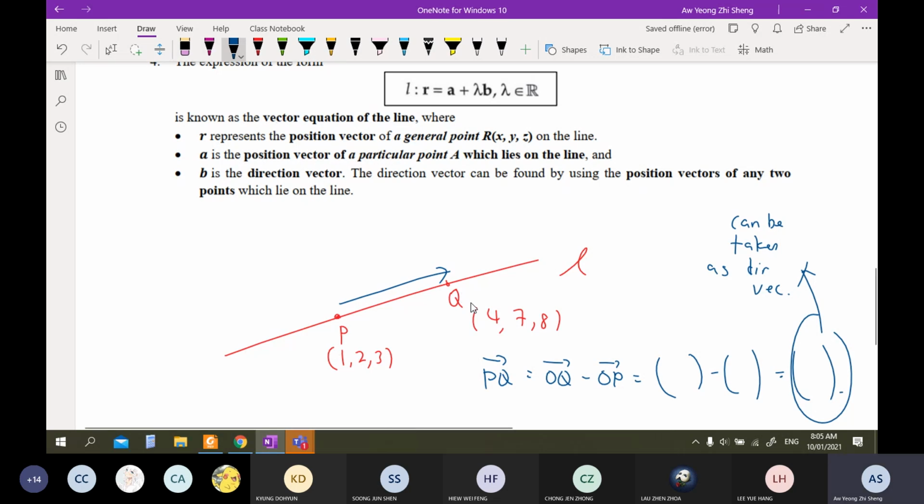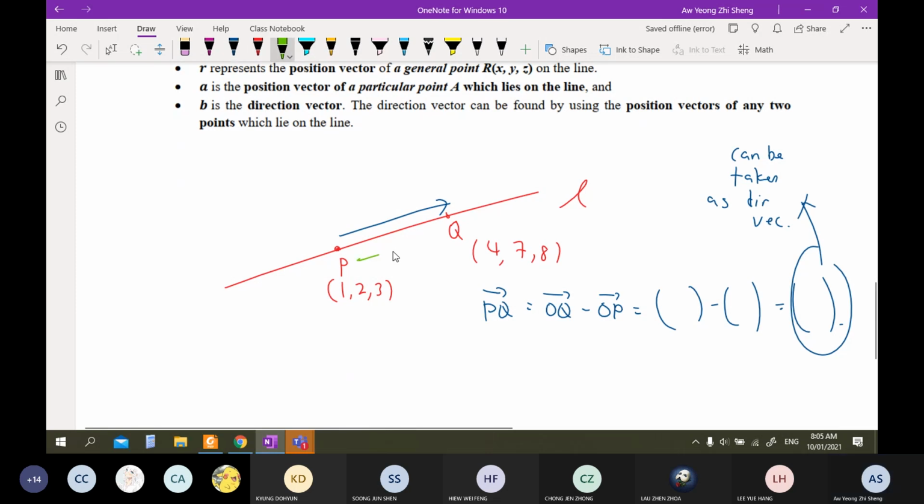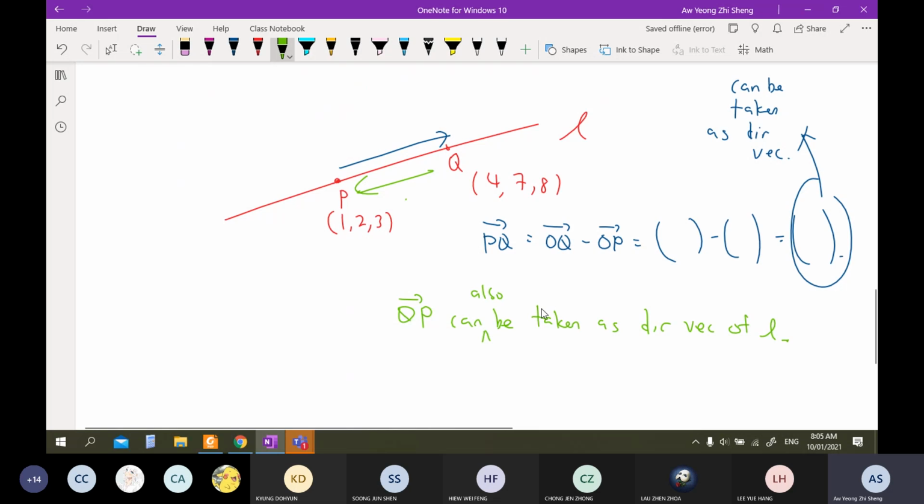So if you don't like to use PQ, what other choice do you have? You can use QP also. So QP can also be taken as the direction vector of L. But if you want to be different, I don't like to use PQ or QP, I want to lengthen my QP. For whatever reason, I multiply it by a scalar of 3. So if you want to take 3 QP as the direction vector of L, can I do that? Yes, you can. 3 QP can also be taken as the direction vector of L.